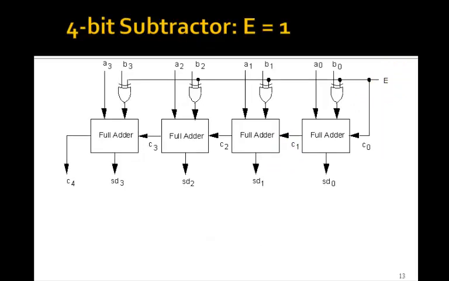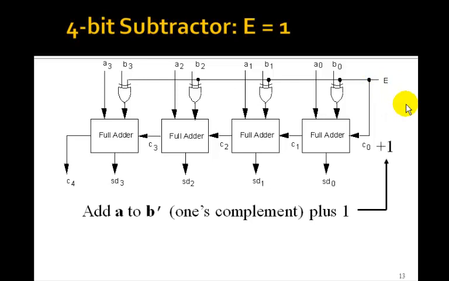Now, let's look at it in a little different way. Suppose I make E equals 1 here. Let's see what happens. If E is 1, this makes this an inverter. But inverting all the bits of B is the same as taking the 1's complement of B. So this full adder here means take the 1's complement of B and add 1, because I have a 1 coming in this full adder. But the 1's complement of B plus 1 is just the 2's complement. So what I'm really doing here is adding A to the 2's complement of B.